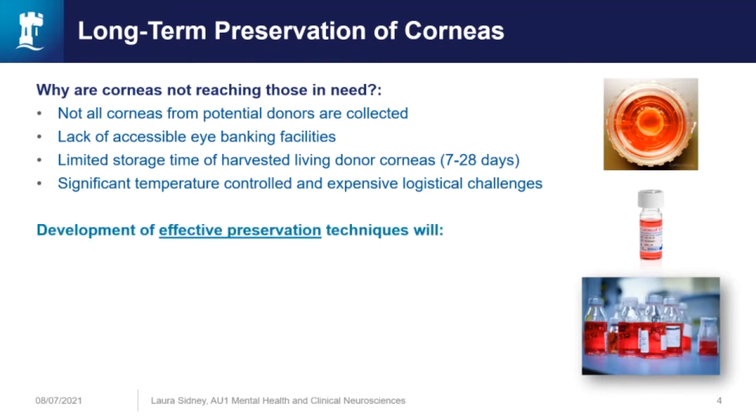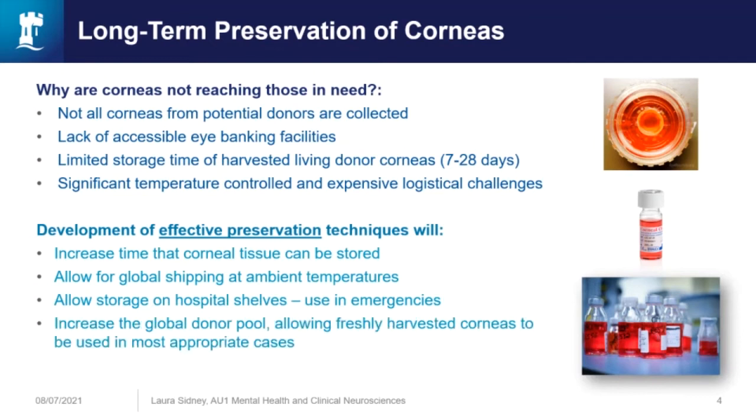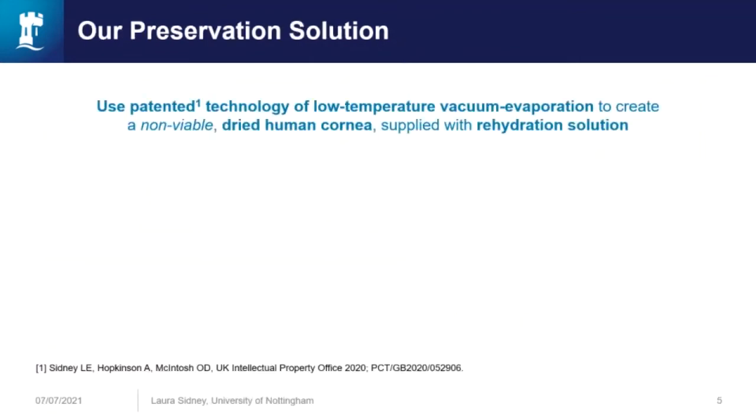So if we could develop an effective preservation technique, we would be able to increase the time that corneal tissue can be stored, allowing for shipping at ambient temperatures, allowing for storage on hospital shelves, which is something we can't do at the moment, and basically increase the global donor pool, not replacing donor corneas, just increasing the numbers. Of course, I wouldn't be talking to you if we hadn't developed a solution to this.